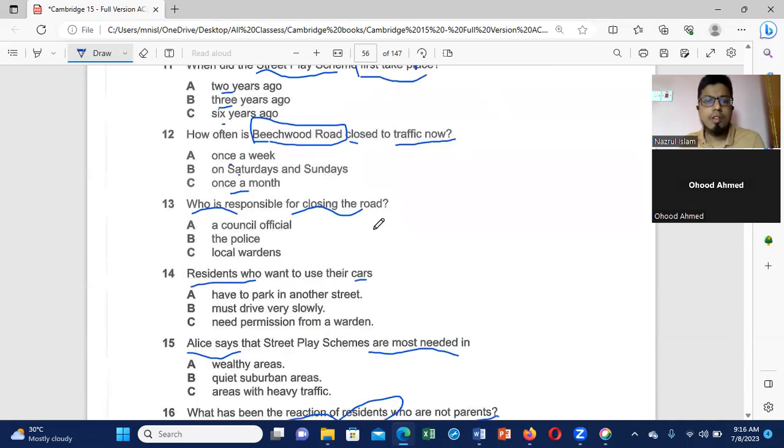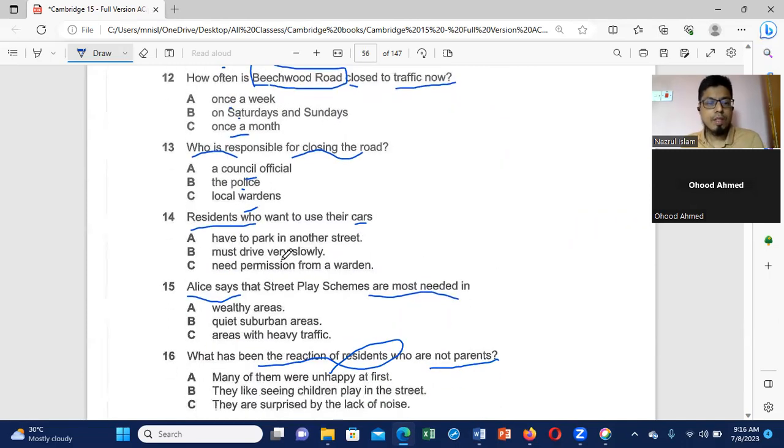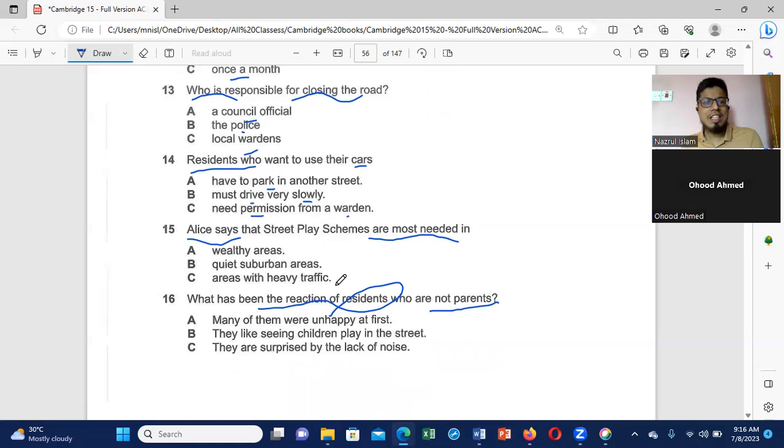Who is responsible for closing the road? A council office, the police, local wardens. Residents who want to use their cars have to park in another street, must drive very slowly, need permission from a warden. Alice said that street play schemes are most needed in where? Wealthy areas, quiet suburban areas, areas with heavy traffic.